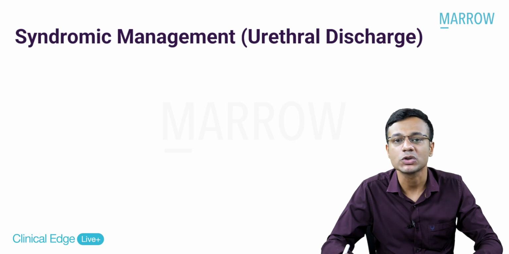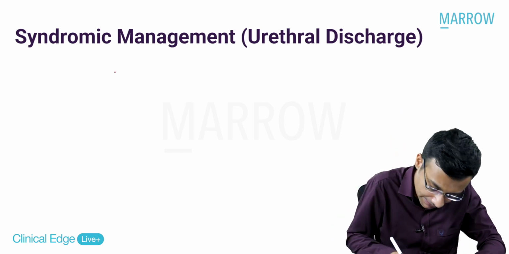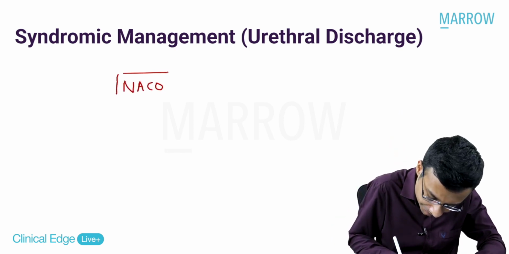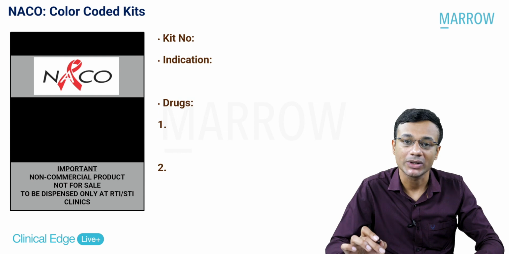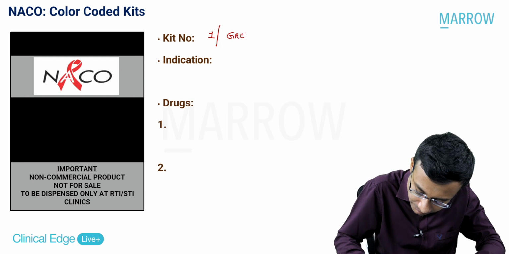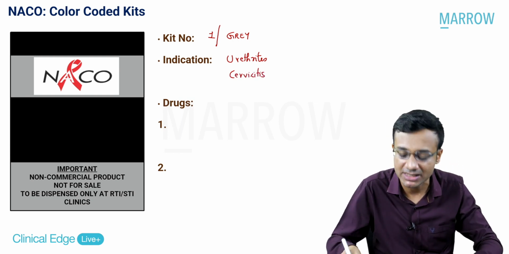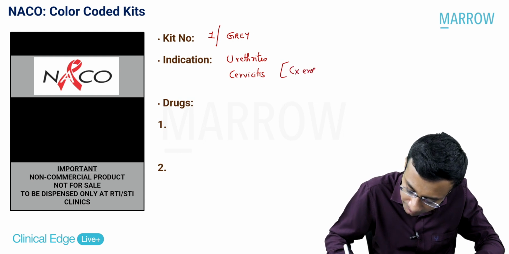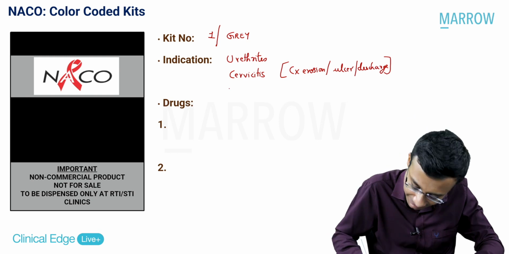Now, syndrome refers to a collection of symptoms and signs. So, in order to treat an STD based on symptoms and signs, the National AIDS Control Organization has come up with kits. When we are going to be treating urethritis or cervicitis, we need to remember that we are using kit number 1, which is grey in color. So, it is used for urethritis, cervicitis. Now, please remember, cervicitis means on per speculum examination, if you have cervical erosion, ulcer, discharge, you have to use kit number 1 and anorectal discharge.